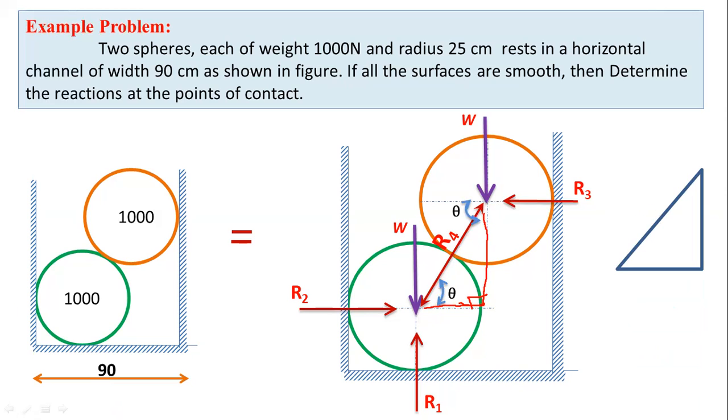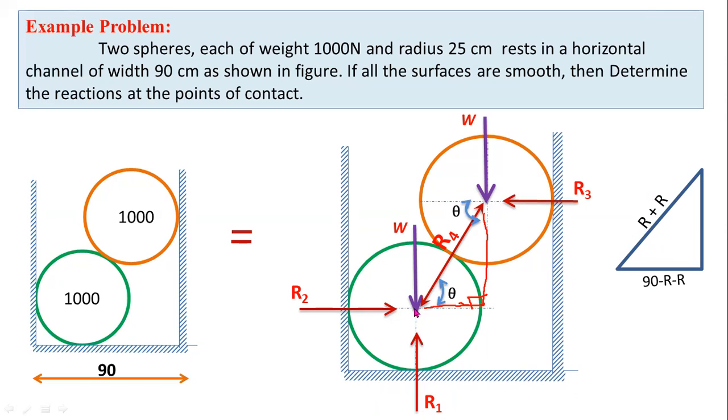Here the total length of this slant edge is radius plus radius, and the length of this bottom side is 90 minus r minus r. From this diagram you can observe that from here to here the value is the radius, and from here to here the distance is the radius. So the total bottom length is 90 centimeters, and from that horizontal width you have to subtract this radius and this radius: 90 minus r minus r. 90 is the total width of the channel.